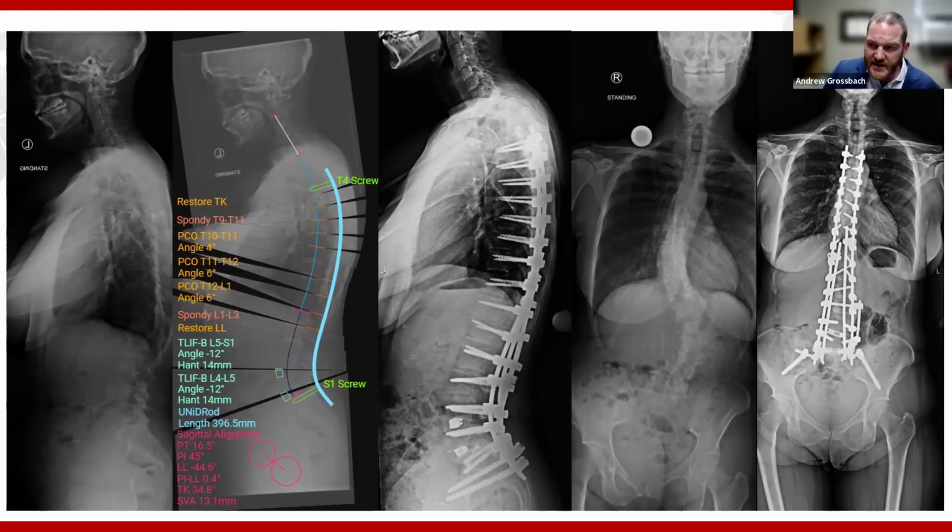But I think particularly in cases like this, it's very helpful to know that I'm going to get the correction I planned. I'm not going to overcorrect. I'm not going to undercorrect. It kind of verifies that, hey, we got what we're going to get. And when that patient stands up, they're going to stand balanced.